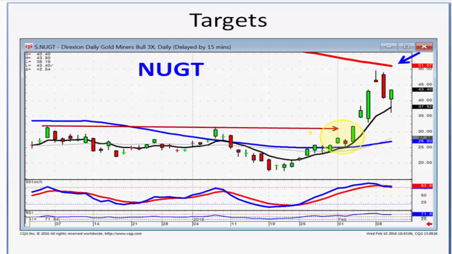The T-line is the 8 exponential moving average. It's probably the best. I've been doing technical analysis for 40-some odd years. Very simple rule: if you see a candlestick buy signal and a close above the T-line, you can stay long as long as it doesn't close back below the T-line.